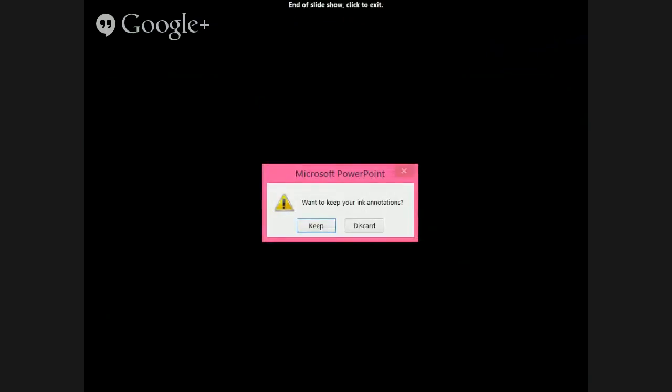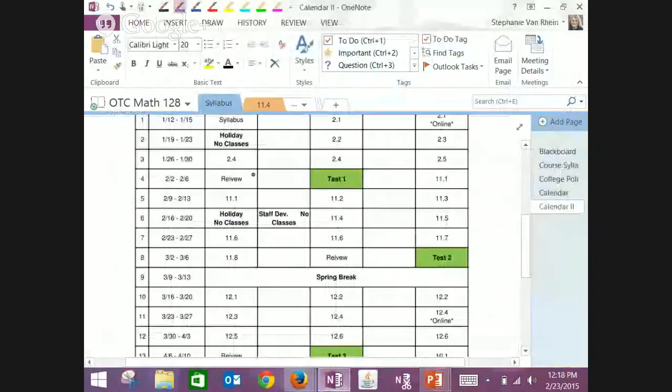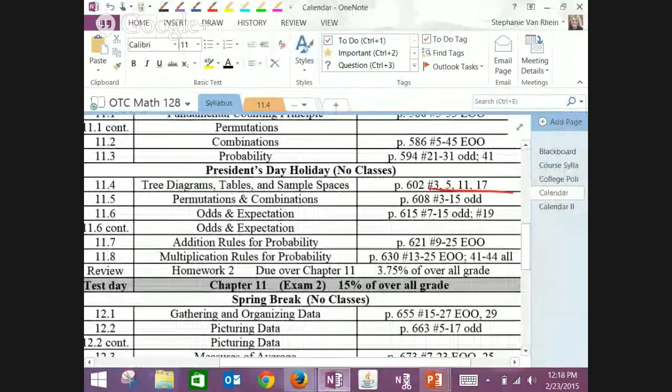So let's go to the homework and look at some of these. What did I assign for homework? On 1-5, 3 to 15 odd.